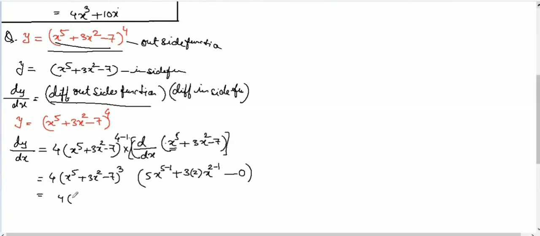So 5 here, (x to the power 5 plus 3x square minus 7) to the power 4, and here it will be 5x to the power 4 plus 3 multiplied by 2, 6, x to the power 2 minus 1, which is 1, and minus 0, no need to write. And this is your final answer.